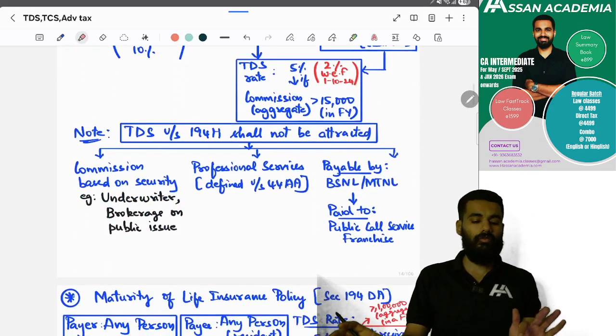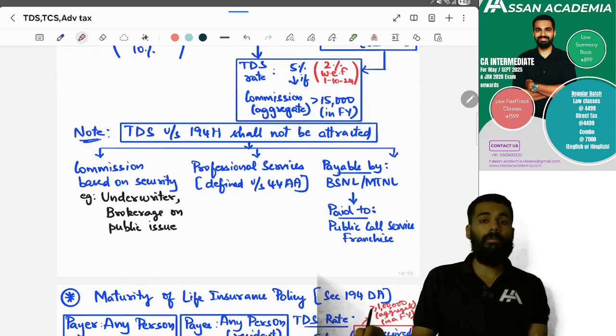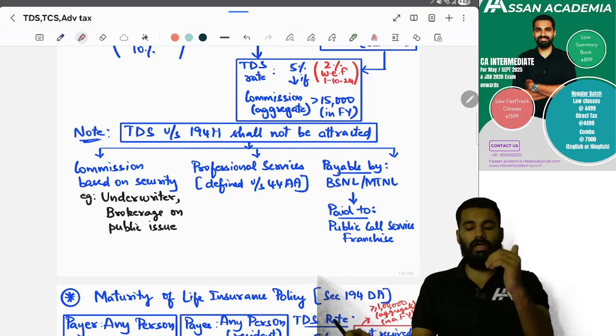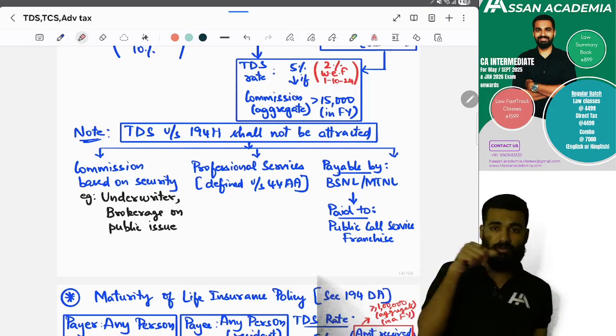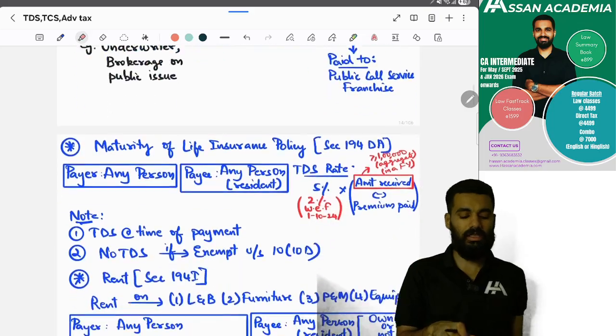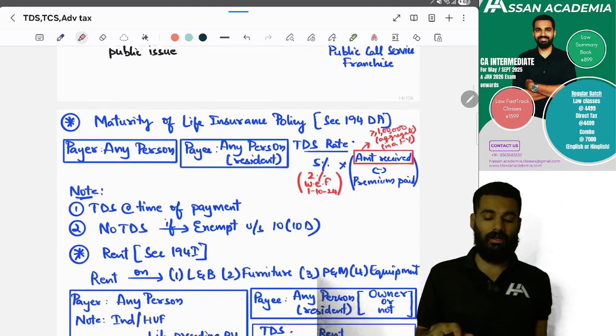Yes, but if commission is based on security, commission is based on professional services, and commission where BSNL is making payment to a public call service franchise, for this TDS under section 194H will not get attracted.